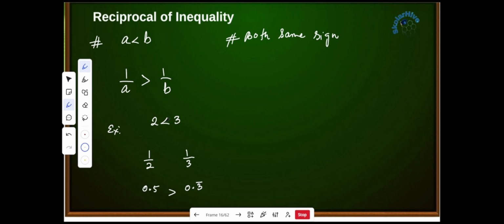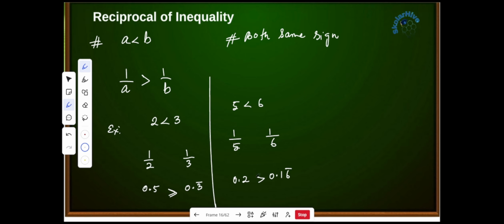So here by doing the reciprocal we got the inequality sign reversed. Let's check one more example. Suppose we have 5 less than 6. If we take the reciprocal of 5, that will give us 1 upon 5, and the reciprocal of 6 is 1 upon 6. Now 1 upon 5 is 0.2 and 1 upon 6 is 0.16 bar. Again this number 0.2 is bigger than 1/6 bar.